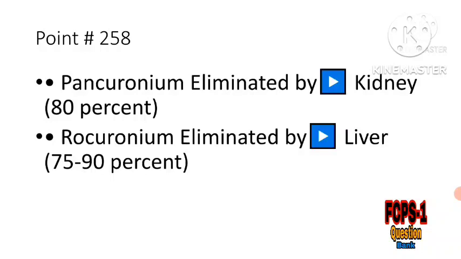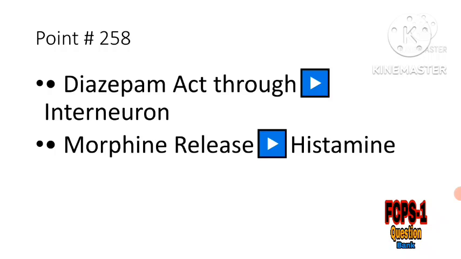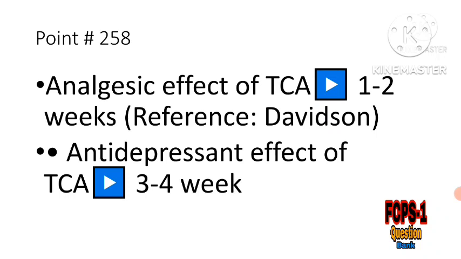Pancuronium is eliminated by kidney. In 80% of the cases it is eliminated by kidney. And rocuronium is eliminated by liver, 75 to 90% of the cases. So diazepam acts through interneuron. And morphine, which of the following drug releases histamine? It is the morphine. Morphine releases histamine and causes skin rash. So analgesic effect of the TCA, tricyclic antidepressant, occurs in 1 to 2 weeks, and antidepressant effect of tricyclic antidepressant occurs in 3 to 4 weeks.